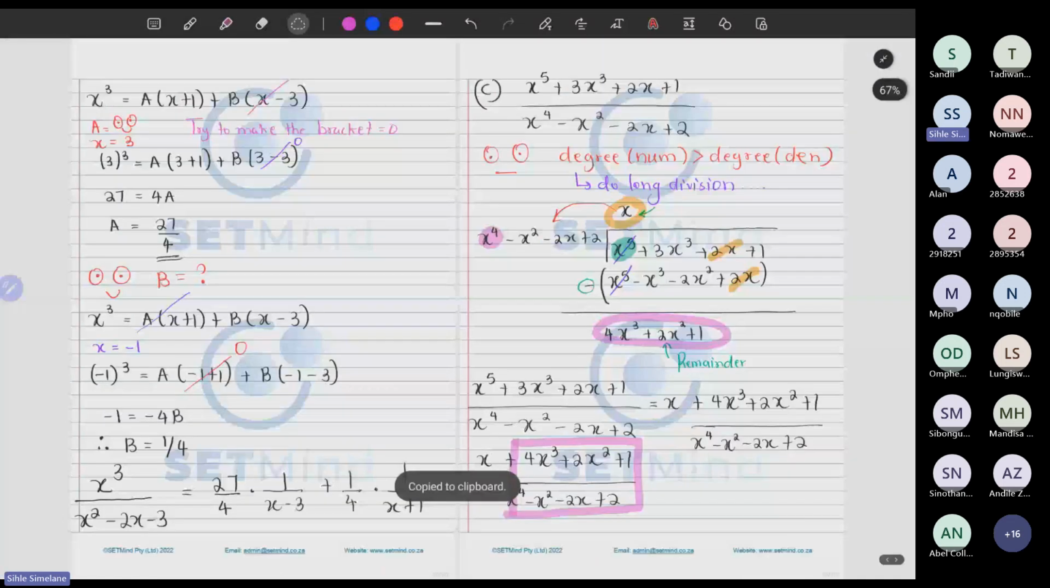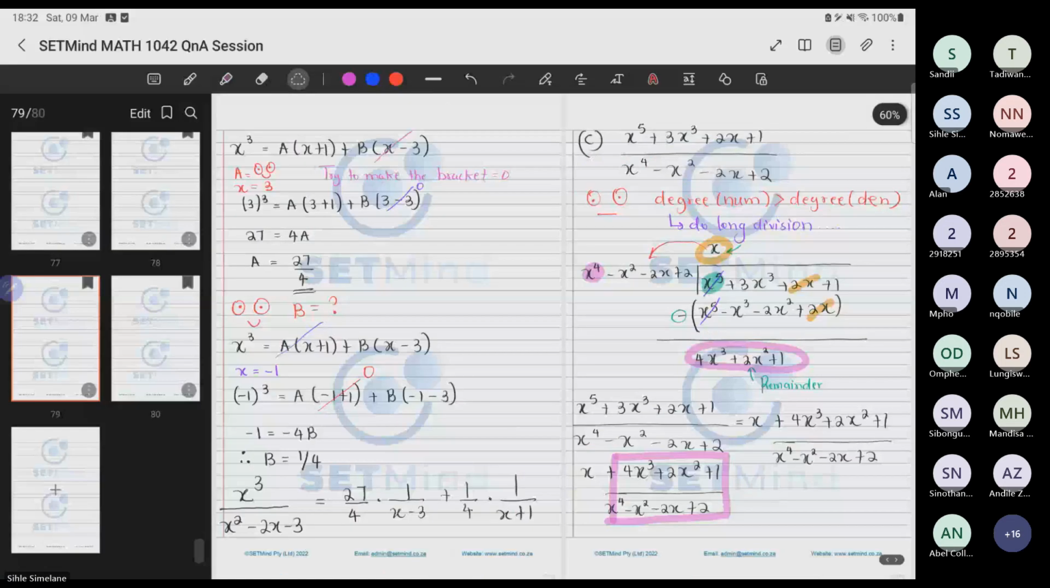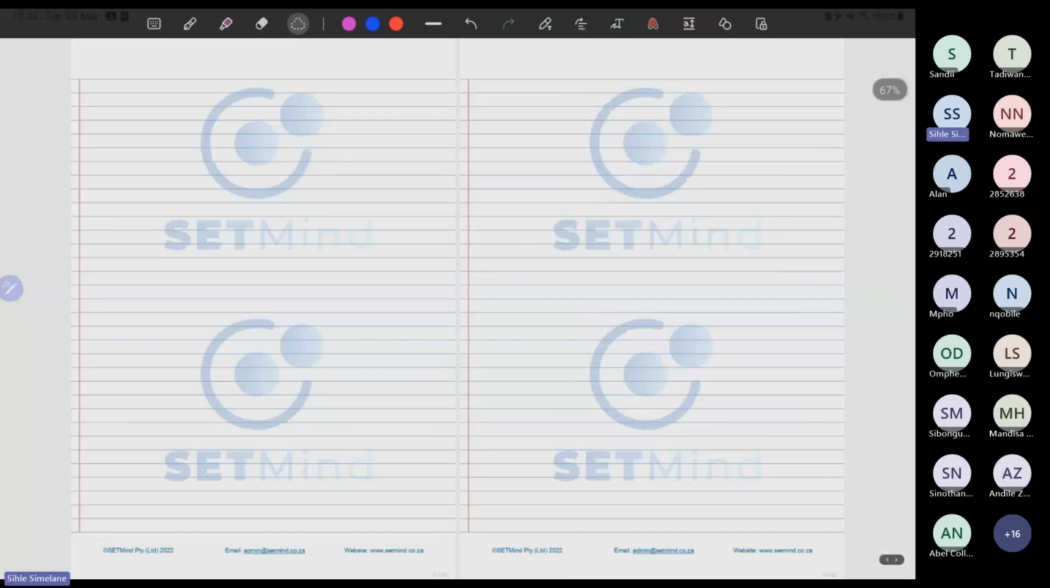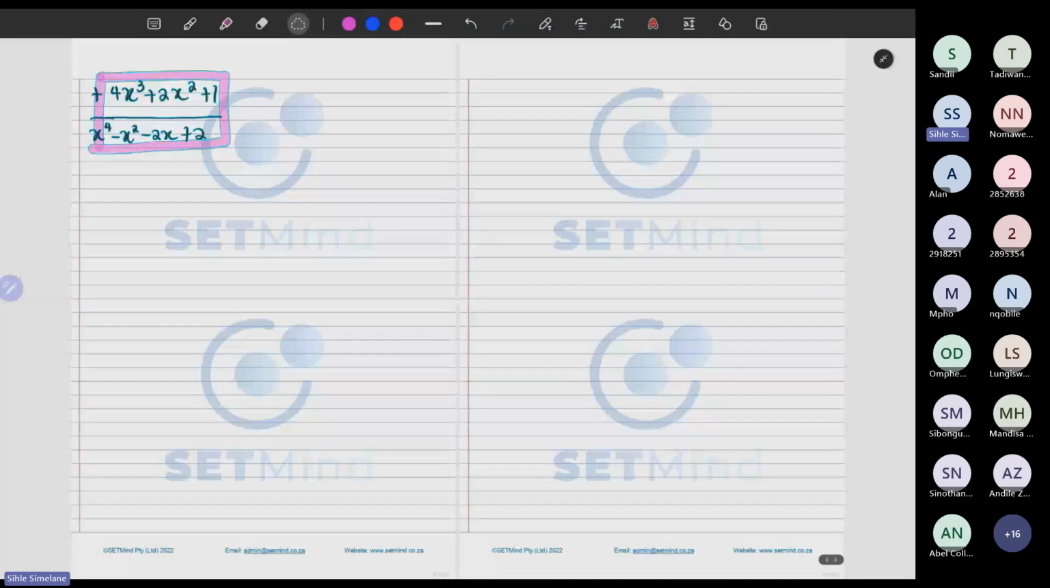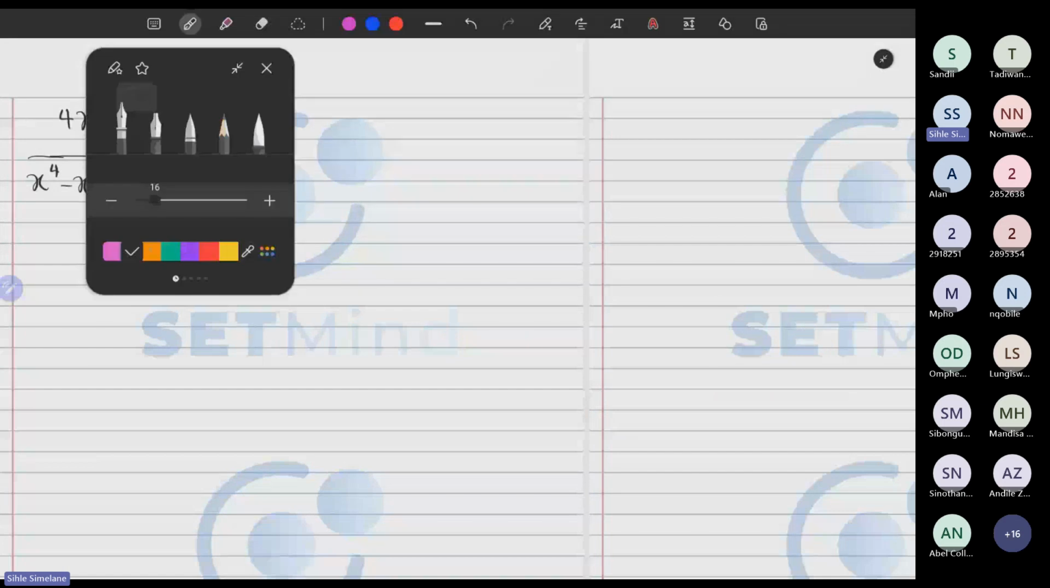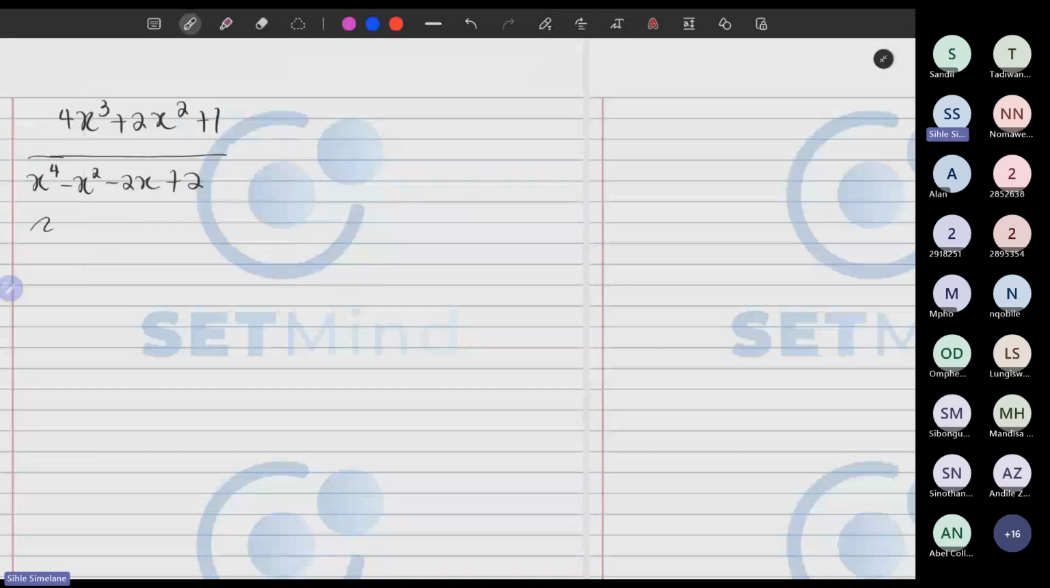Need to add a couple of pages here. Let's see, paste that there. And then if you remember, the first thing I said we should try and do is to try and factorize that denominator. So let's see if we can try and factorize it. I'll just focus on the denominator. And that denominator of ours there is x to the 4 minus x squared minus 2x plus 2.